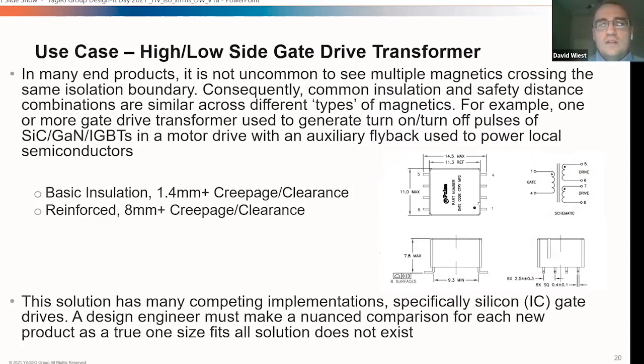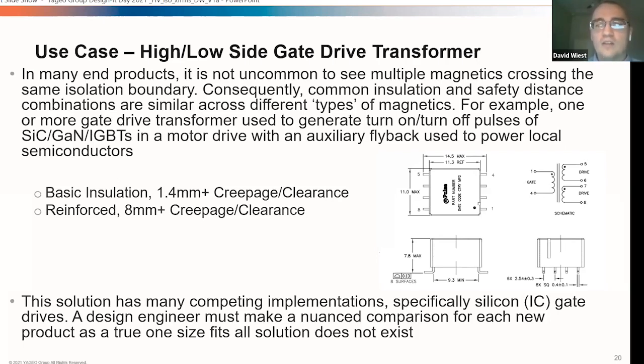One thing to consider is that usually in a complex system, there's more than one magnetic crossing the same boundary. Therefore, it's very important to keep consistent with your magnetics, and usually a more in-depth engagement with your magnetics vendor is good, just to make sure you're not using a reinforced part, say, across one piece of the isolation boundary, but a functional insulation on the other. That may get you in trouble down the road once you go to certify your product.